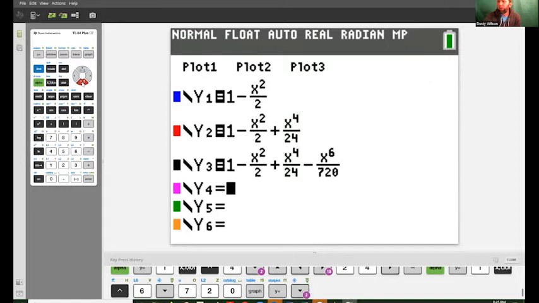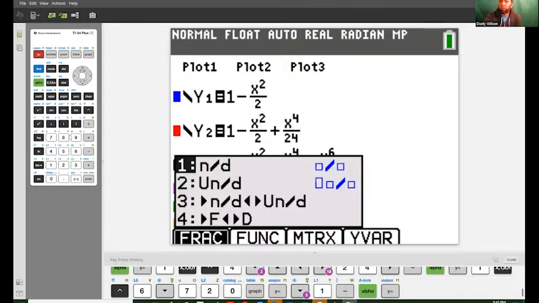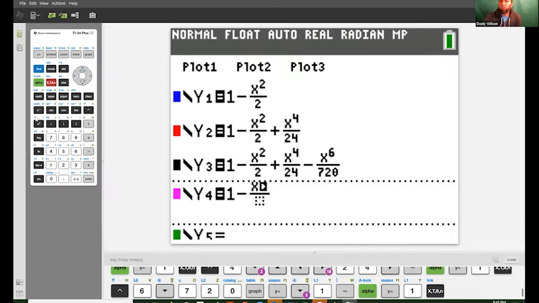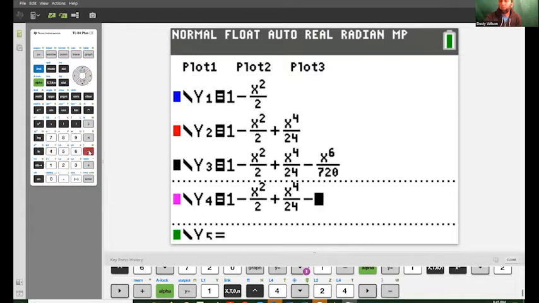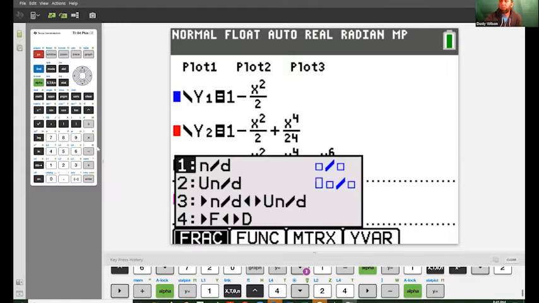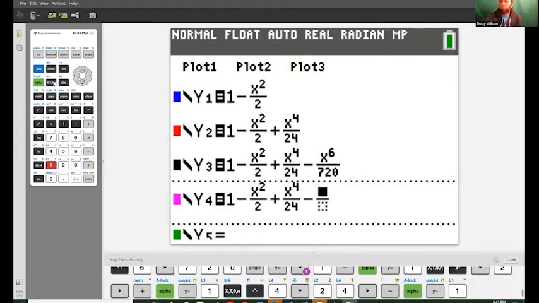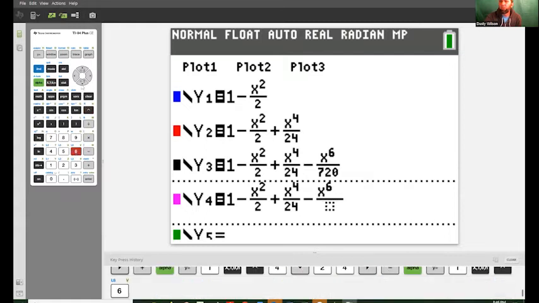This time, let's see if we can graph with the factorial itself. So it'd be 1 minus x squared over 2 plus x to the 4th over 24 minus x to the 6th over 720. And about now you're thinking, man, those numbers are getting really big fast.